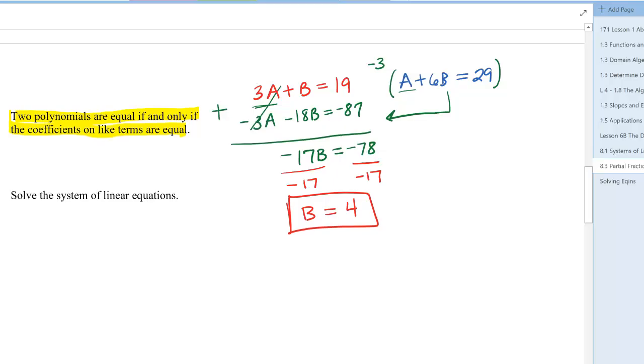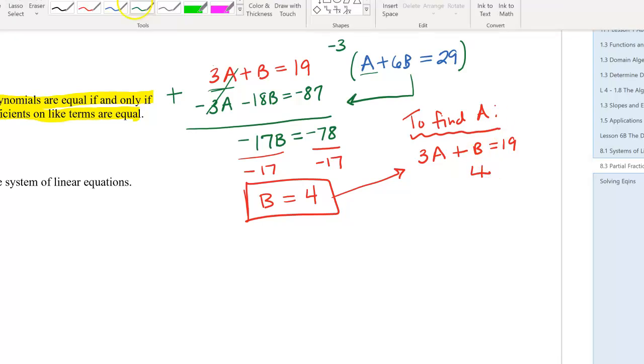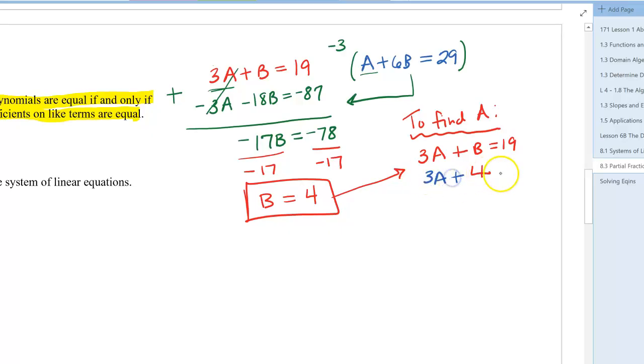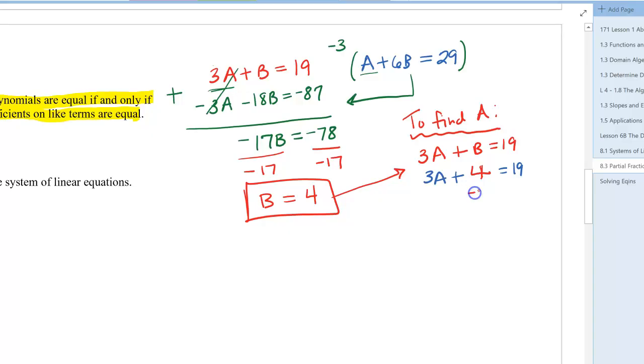But I also need to find a. So to find a, remember you plug b into one of the given equations. It doesn't matter which one. I'm going to plug it in the first one. So I have 3a plus b equals 19. And then I'm going to plug 4 in for b. And that's going to give me 3a plus 4 equals 19. So now I can subtract 4 from both sides, and that gives me 3a equals 15. Dividing both sides by 3 gives me a equals 5.